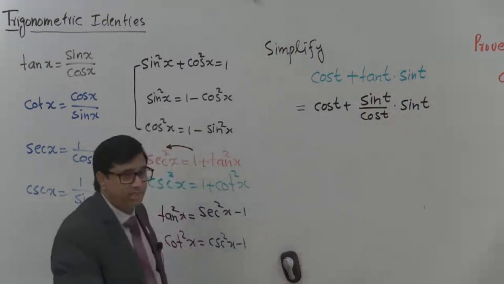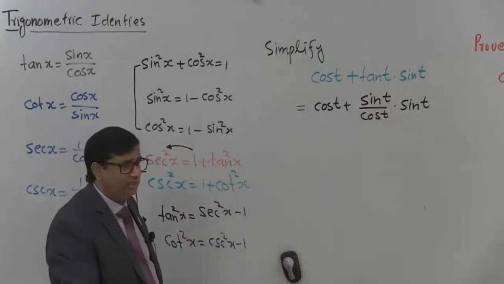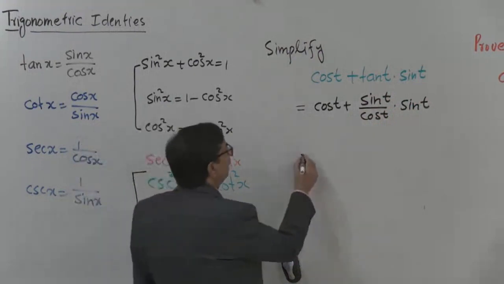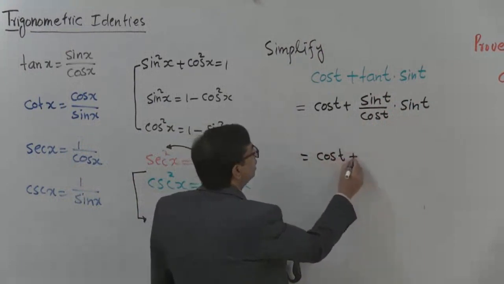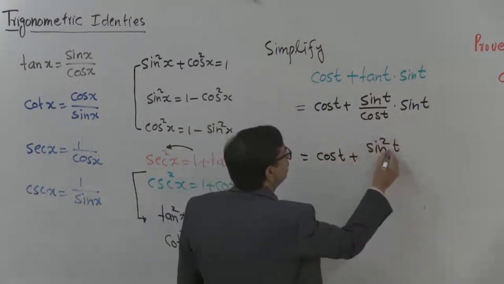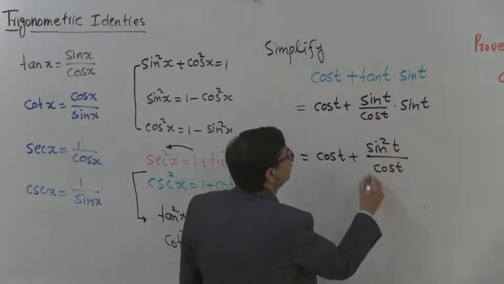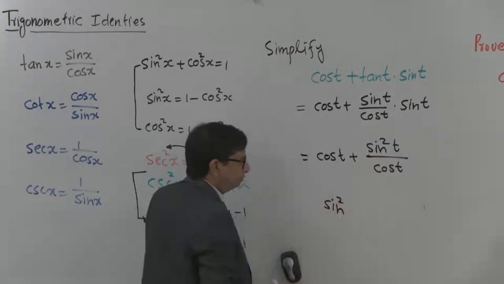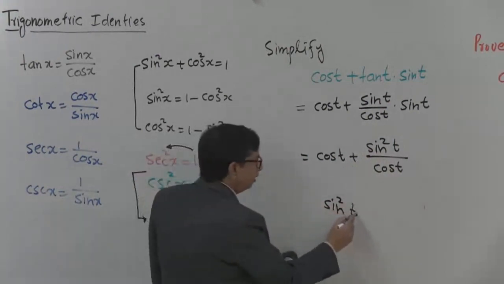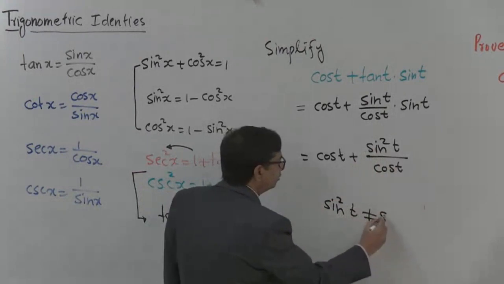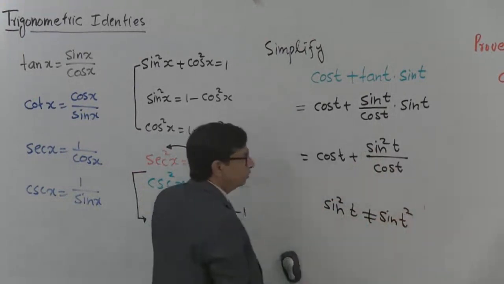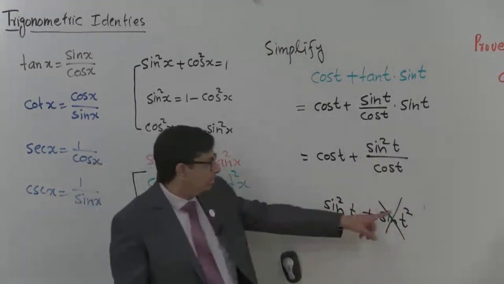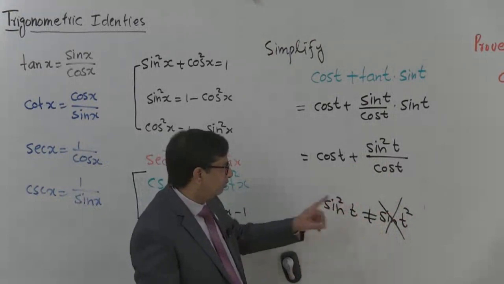After this, we see there are fractions. Whenever there are fractions, we take LCM. Fractions mean LCM. How to write it? This is cosine t plus sine square t over cosine t. This I multiply, this comes sine square. And remember, write square here. Don't write, this is not equal to sine t square. No, this is wrong. So most of the students make this mistake. They put square here instead of, so question becomes wrong.